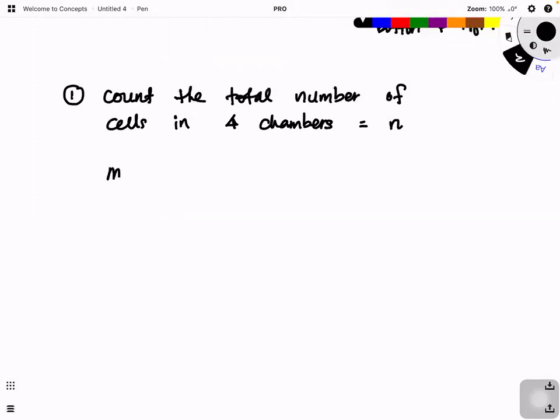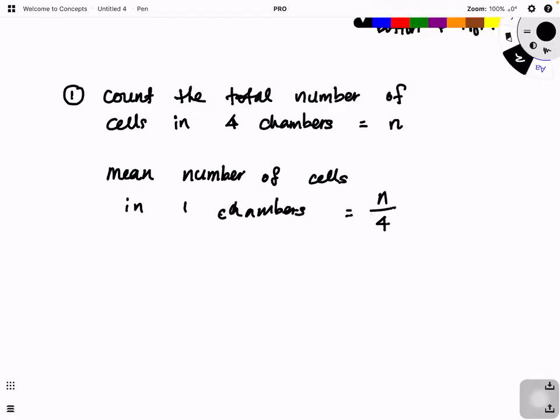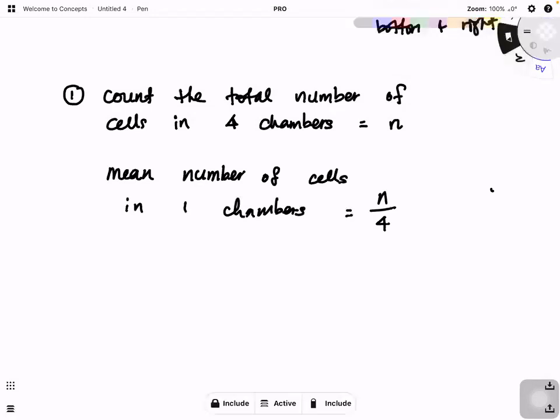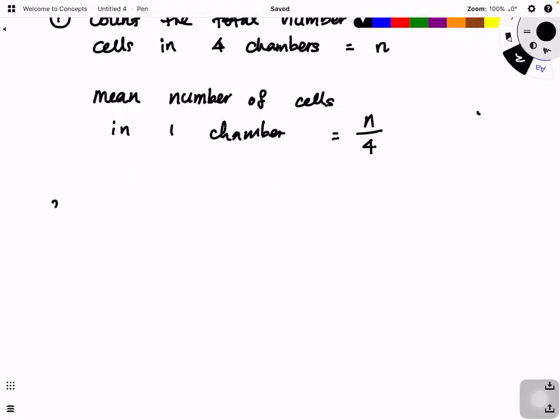And then second, we get the mean number of cells in one chamber, which is equal to n over 4. Okay, mean number of cells in one chamber equal to n over 4.